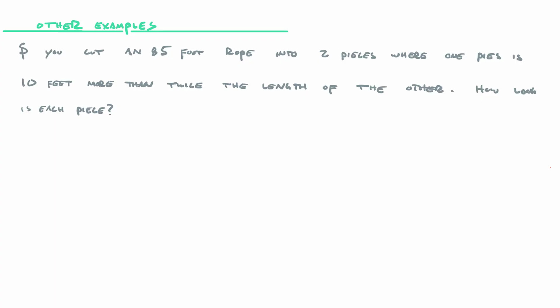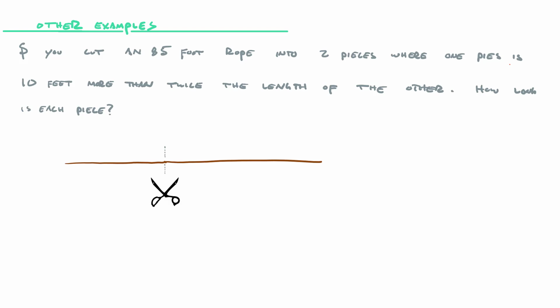Okay, now in this one, I didn't really know what to call this, so we're just going to call this other types of examples. But suppose you cut an 85-foot rope into 2 pieces, where one, that is the improper way to spell piece. I don't know what I'm thinking there. Pretend that says piece instead of pies. I must be hungry. Anyway, one piece is 10 feet more than twice the length of the other. How long is each piece?